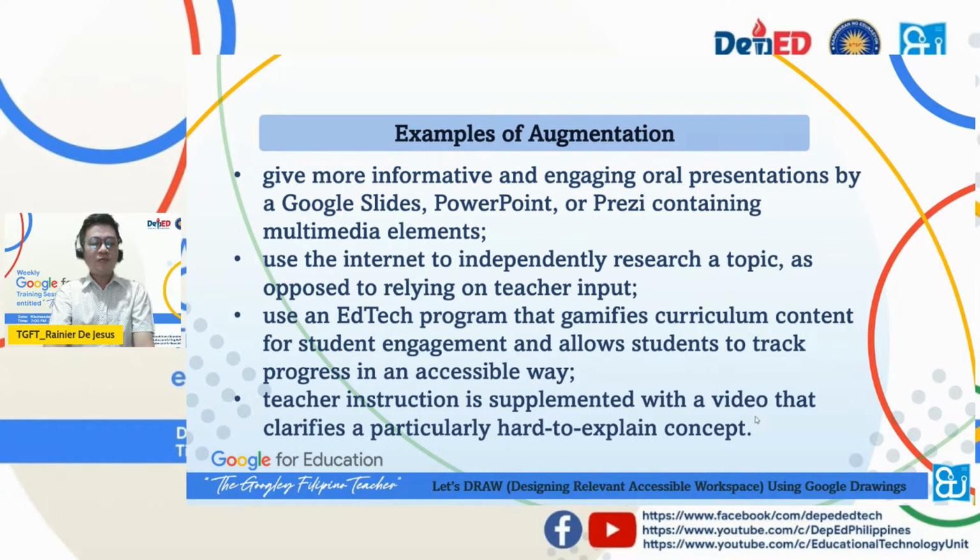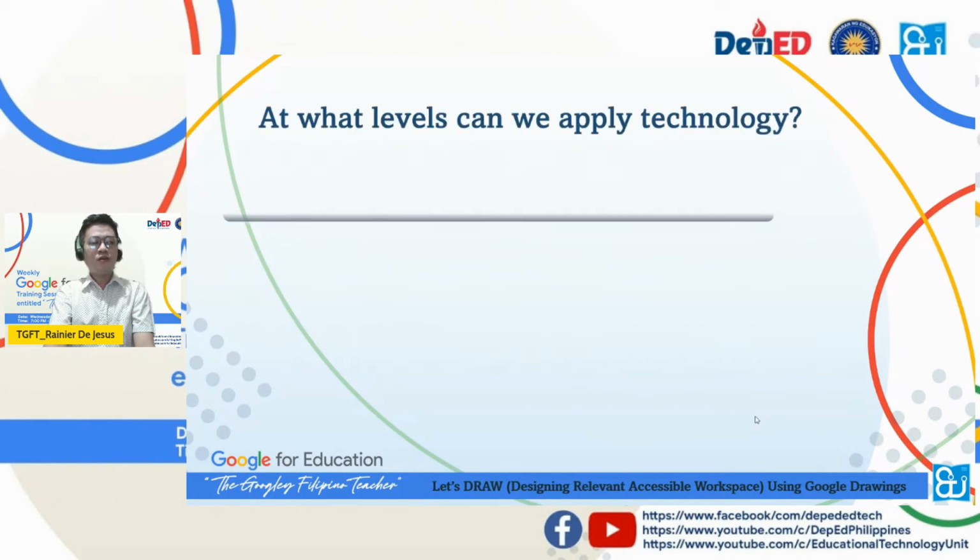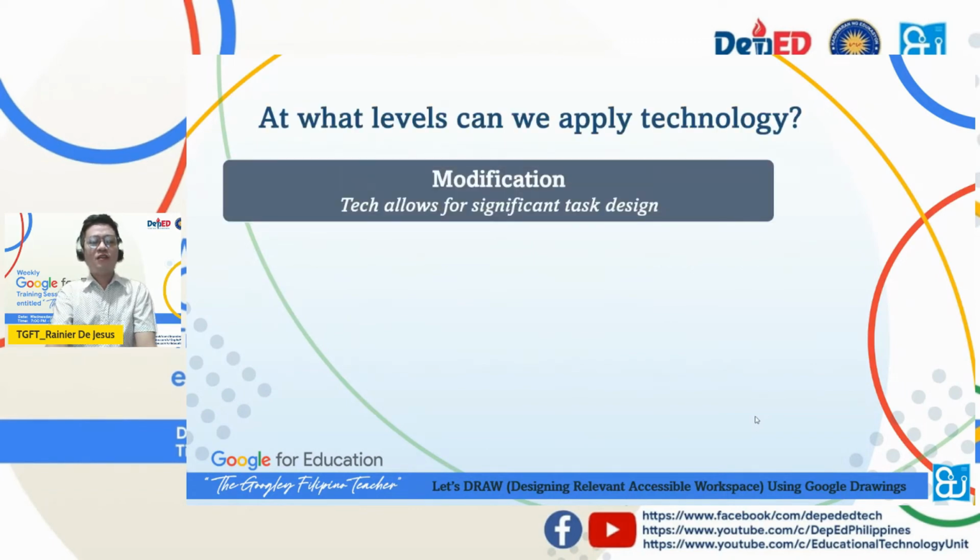Next, this is what we call the modification. Technology allows for significant task redesign. In this stage, dear teachers, you are beginning to move from enhancement to transformation using the SAMR model. Instead of replacement or enhancement, this is an actual change to the lesson's design and its learning outcome. The critical question here is, does the technology significantly alter the learning task?